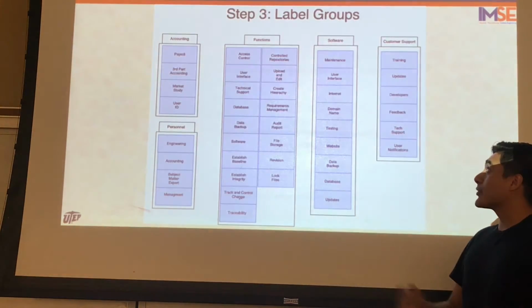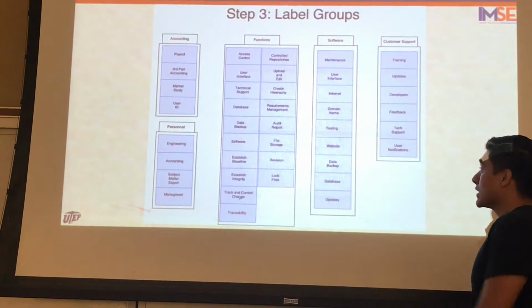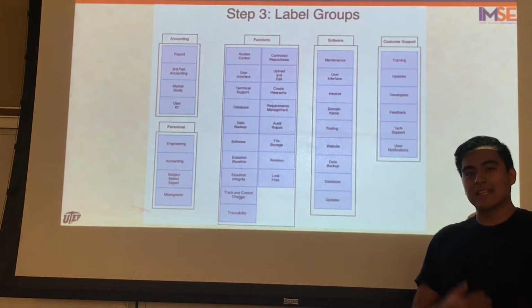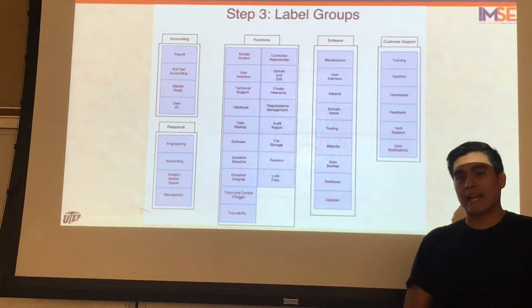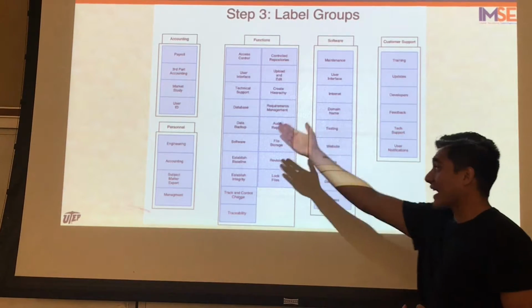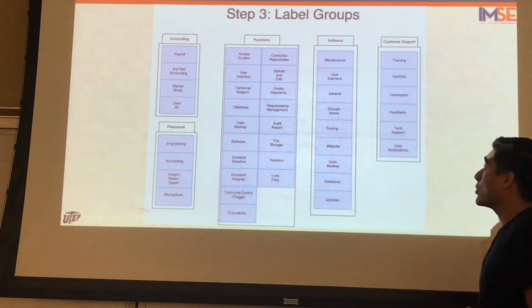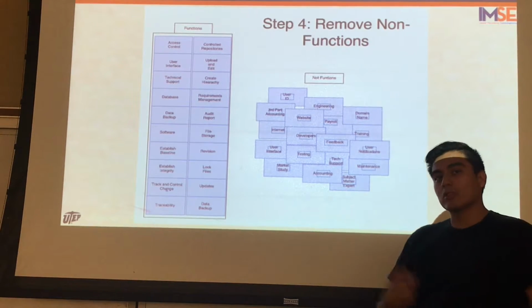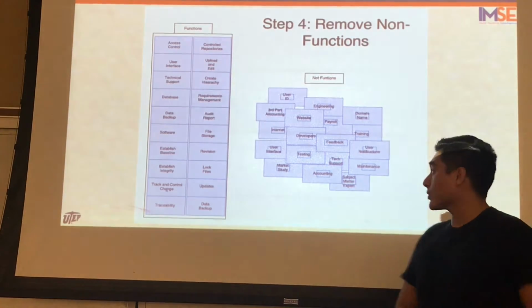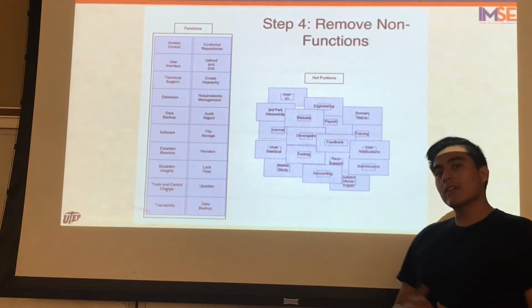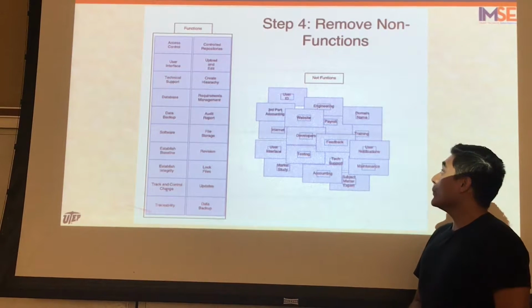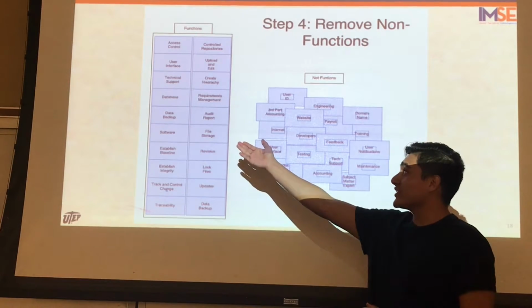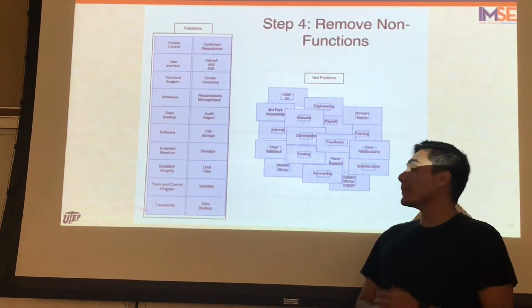The next step was step 3, labeling these groups. As I stated before, the functions were grouped together. Other various ideas that we talked about during our brainstorming activity came out also, such as accounting, personnel, customer support, and software. The fourth step, we took a deeper look at what we came up with in our brainstorming process, and we realized a lot of them were not functions. So we undertook the process of removing these. And as you can see, we kept our group of functions.